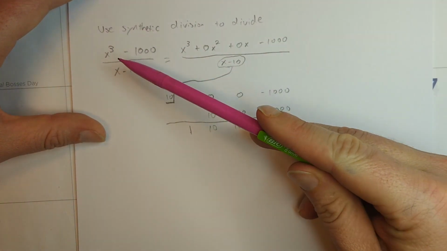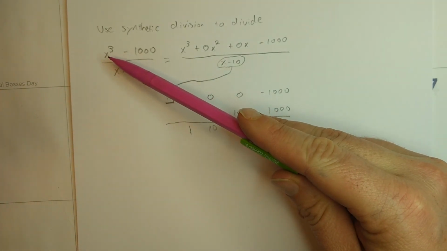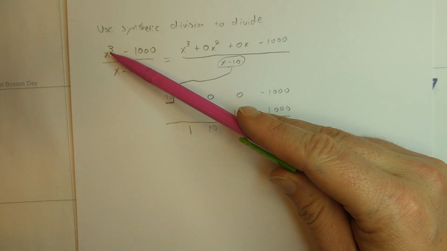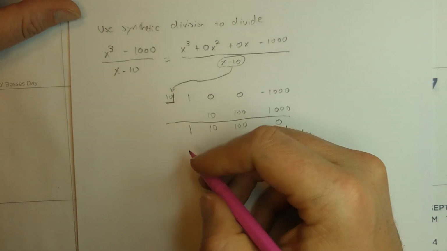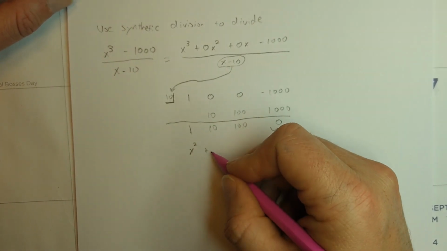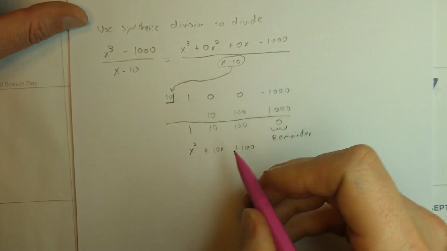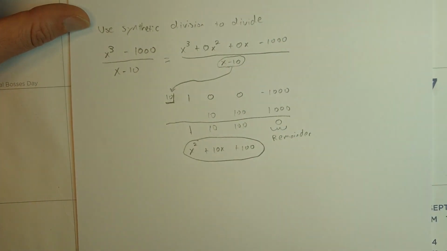And since we started by dividing x cubed, we're going to take away 1x from that. Our new polynomial will start with x squared. So I'm going to have 1x squared plus 10x plus 100. And that is my answer from dividing.